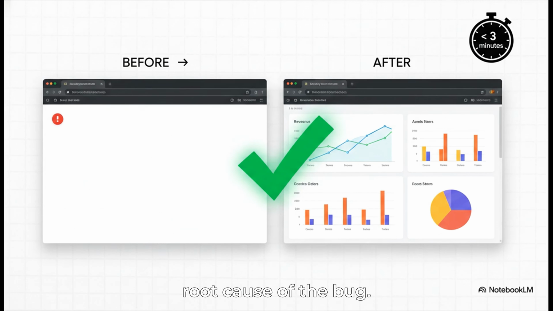We didn't just find the root cause of the bug. We now have a foolproof way to reproduce it for the dev team. And the whole investigation took less than 3 minutes? That's what I'm talking about.